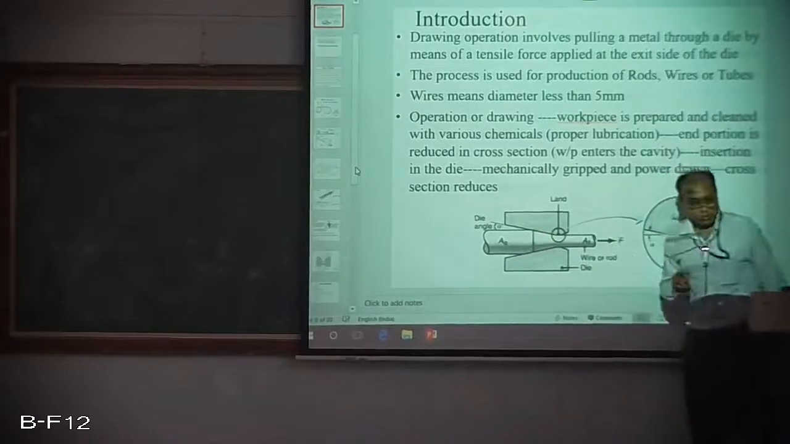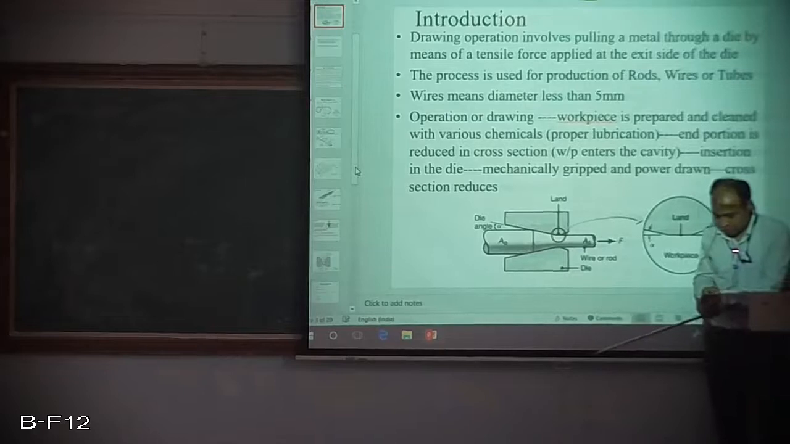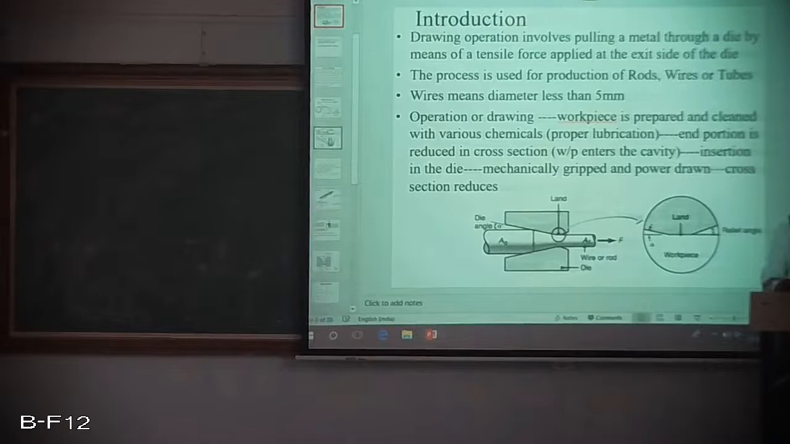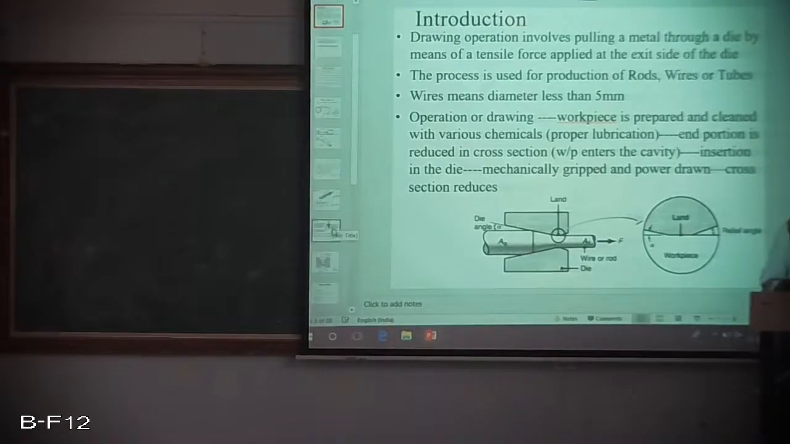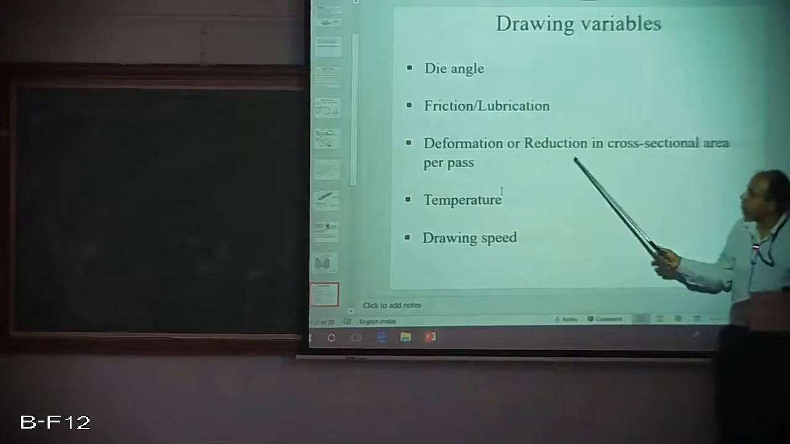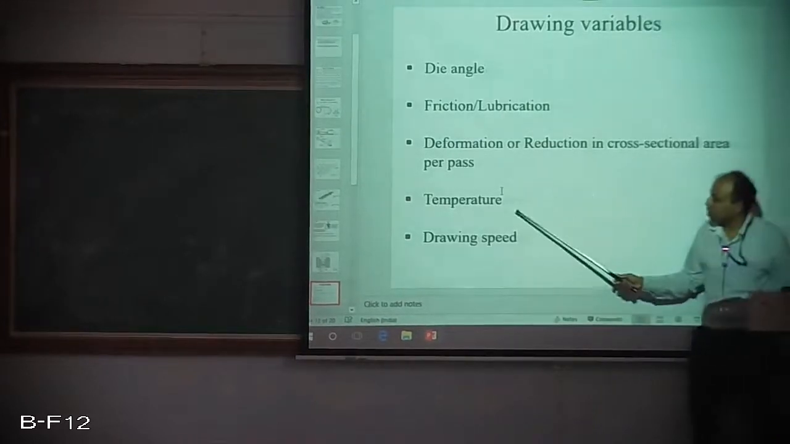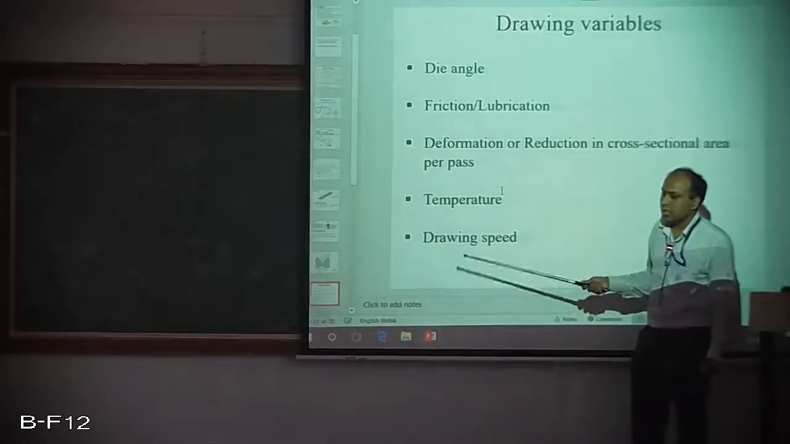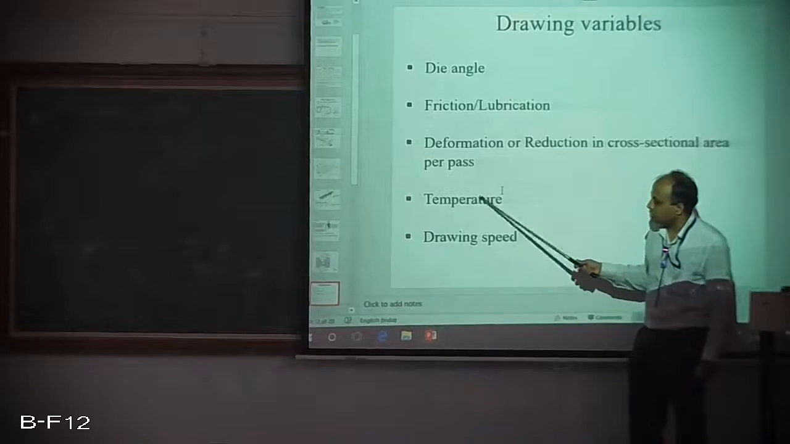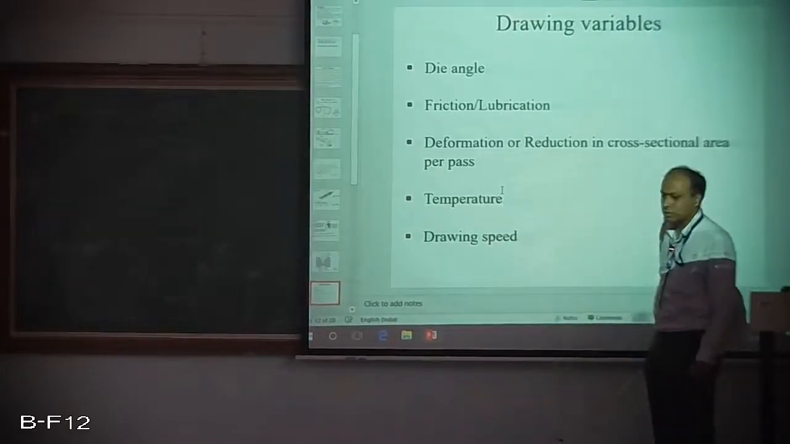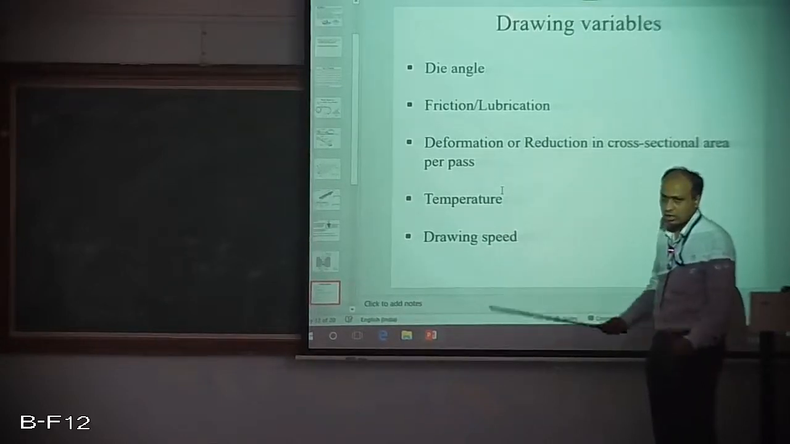Since it's already close to 1 now, other faculty must be waiting, so I am leaving it here. I have finished this part, deformation or reduction in cross-sectional area. Tomorrow I will cover the remaining two variables, and we'll go to a slight analysis of the drawing process. So in tomorrow's class we'll do the remaining part, and probably I'll be finishing the drawing part in a cut short manner in the next session.